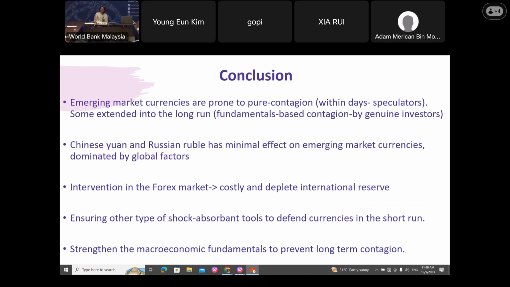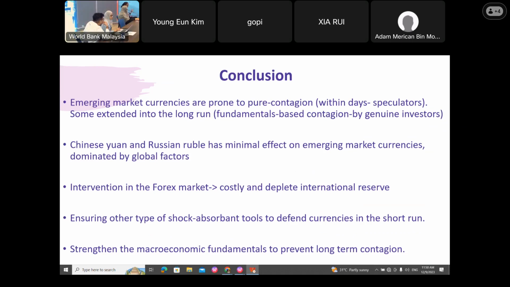Just a question. In this result, are you controlling for other variables that are already well documented in the literature that can be drivers of exchange rates? For example, interest rate differentials with the US monetary policy rate, or oil prices in the case of oil producer countries like Malaysia. Are these results already controlling for these things or not at all?